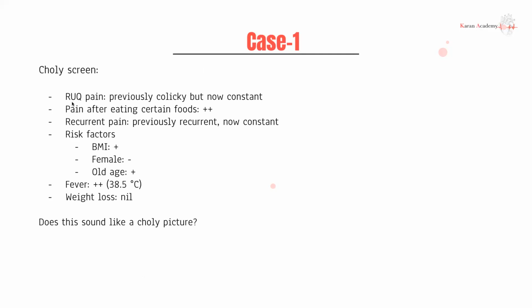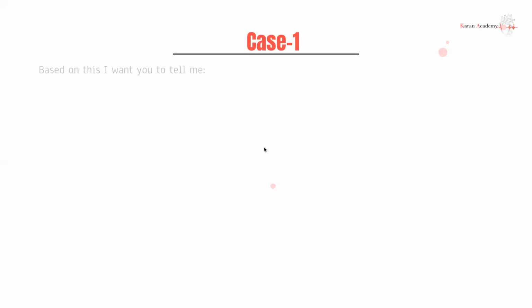Sorry, and then that was recurrent pain. That makes more sense. Yeah, so right upper quadrant pain was previously colicky, but now constant. He does have pain after eating certain foods, which makes me think it's most likely a biliary pathology. It was previously recurrent, but now constant. He's fat, not female. He's old. I mean, 43, not that old, but middle-aged. And he has a fever with no weight loss. Now, does this sound like a quality picture? It kind of does. It makes me think that this is probably a biliary pathology.